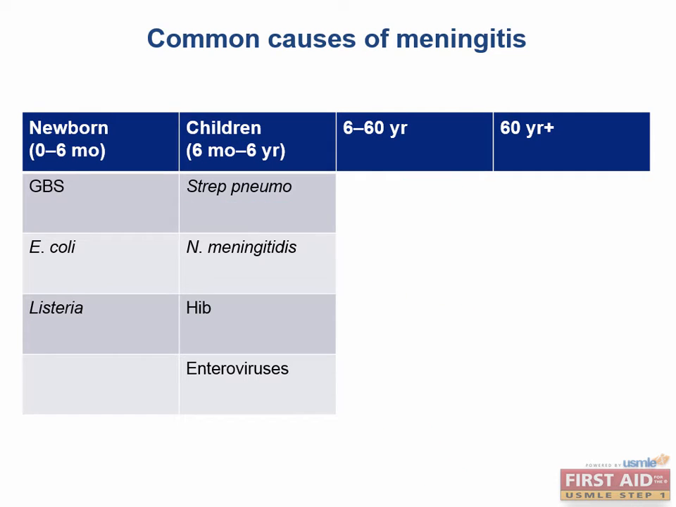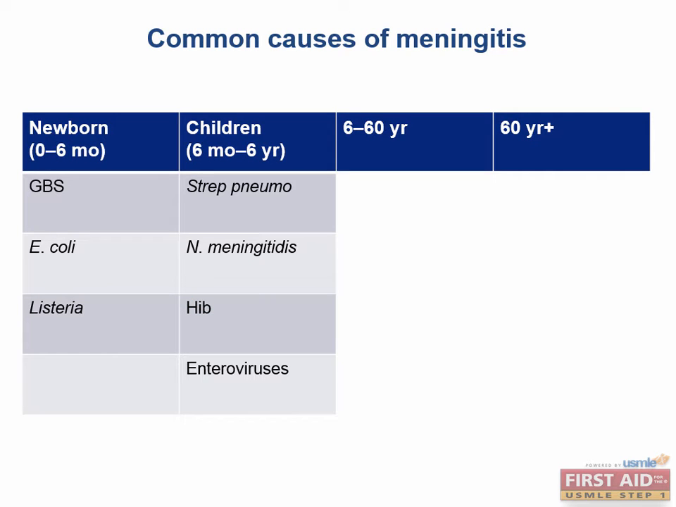In addition to strep pneumo, children between 6 months and 6 years can get meningitis from Neisseria meningitidis, Haemophilus influenzae type B, and enteroviruses such as the Coxsackie virus. Can you remember nowadays why we don't often see infection or meningitis from Haemophilus influenzae type B? Well, this is because of the new conjugate vaccine that we just started using in the last 10 to 15 years.